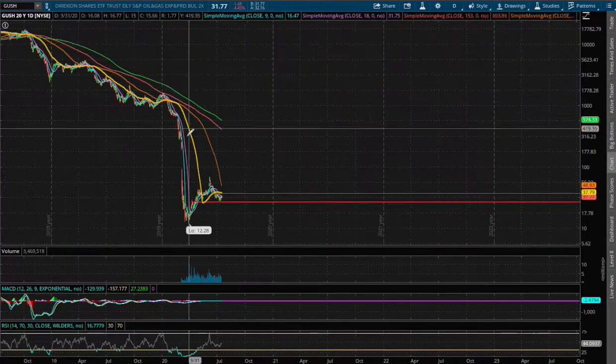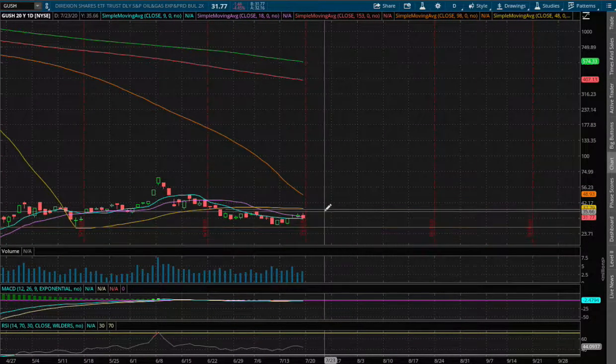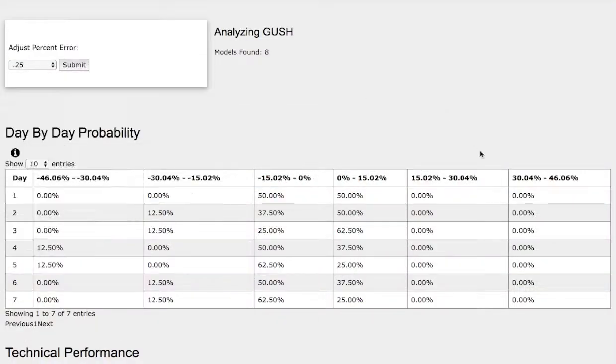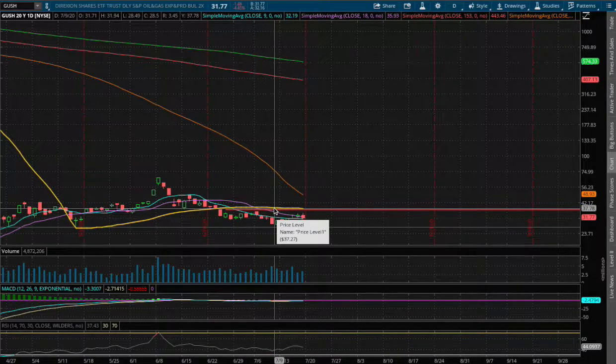As for the daily chart, we have the upper range and bottom trading range, and these trading ranges are based on the day-by-day probability model, up 15% and down 15%. As we progress to the 5th day, we have a 25% chance for GUSH to climb higher between 0 to 15%. And to the downside, we have a 63% chance for it to fall between 0 to negative 15%. And in the extreme case, we have a 13% chance for GUSH to fall between negative 30% to negative 46%. So back to the technical analysis, these upper trading ranges are resistance.